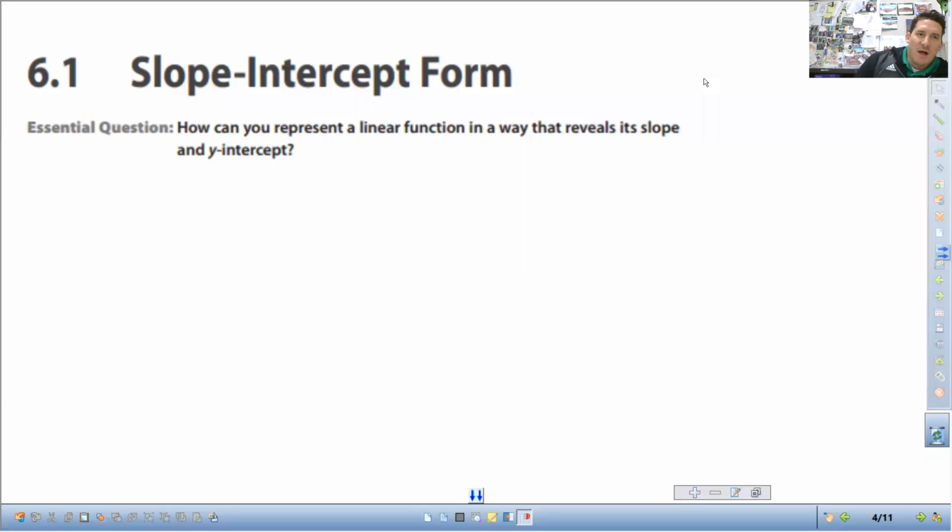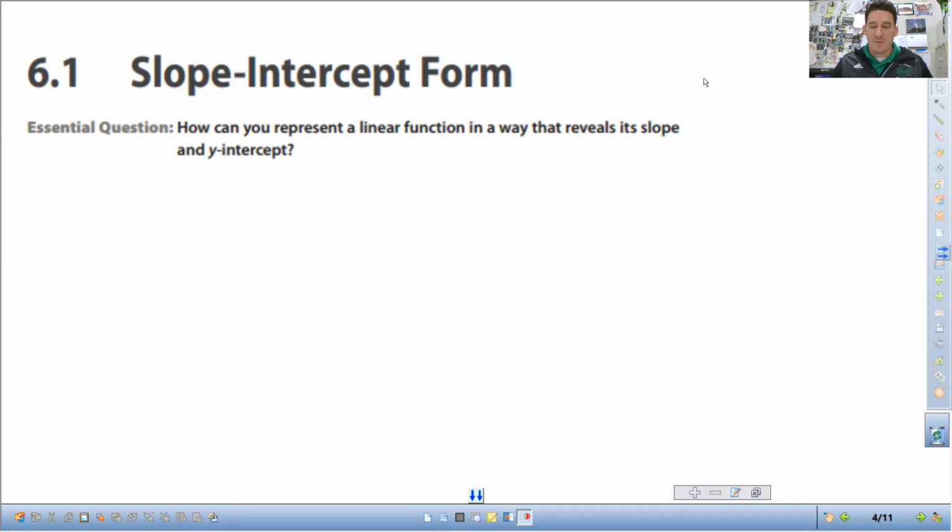All right, IM1 classes. We are on our second day of writing equations in slope-intercept form. So the first day, we were just given the slope and the y-intercept, and we put them in the appropriate spots for slope-intercept form, where we looked at the graph of a line, counted the slope and the y-intercept, and then put that information into the equation.